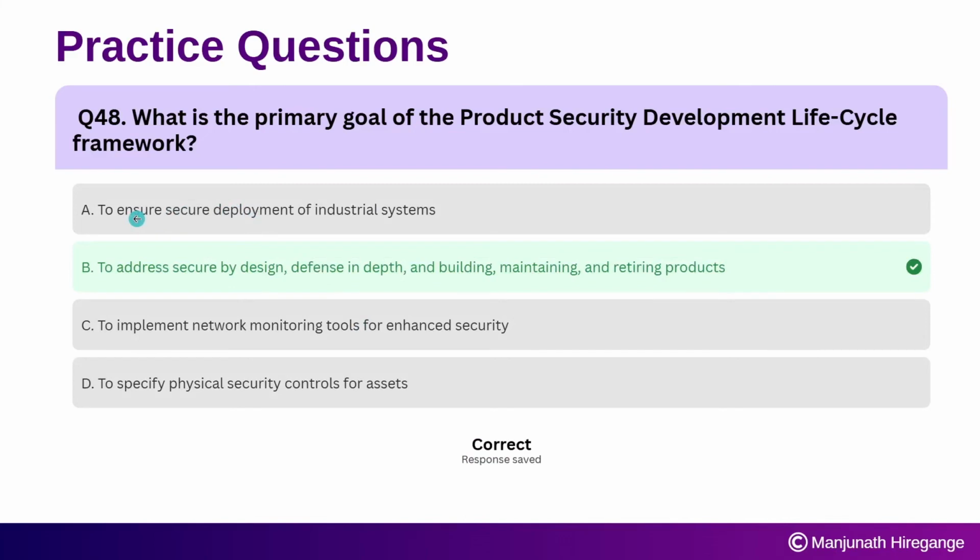The reason is, option A, secure deployment of industrial control systems, is basically part of the system integrator or asset owner's responsibility. What we are talking about is a product security development life cycle, that is 4-1, 4-2. And implementing network monitoring tools for enhanced security is again not about the product life cycle framework. And specifying physical security is again for the asset owners, right? Because this life cycle framework focuses on product design, development and maintenance rather than the physical safeguards.